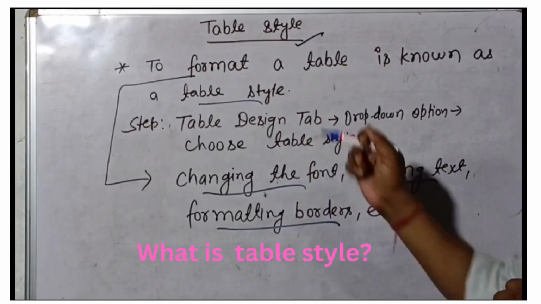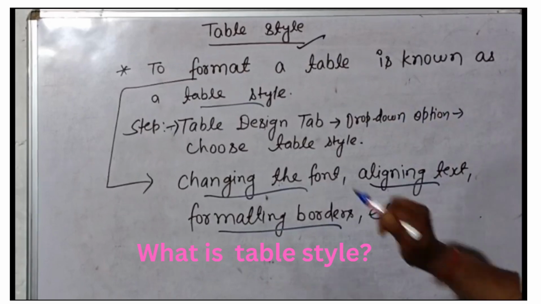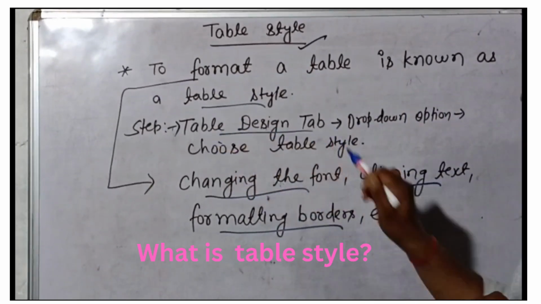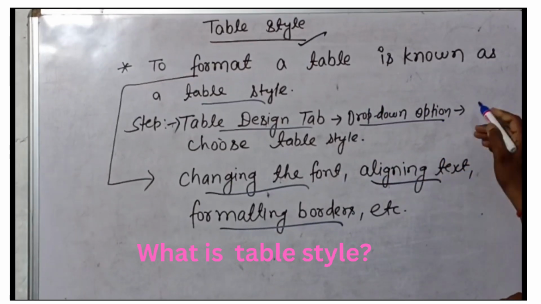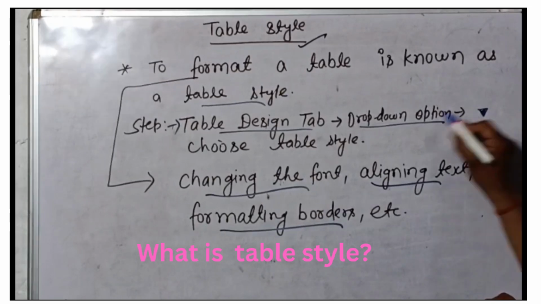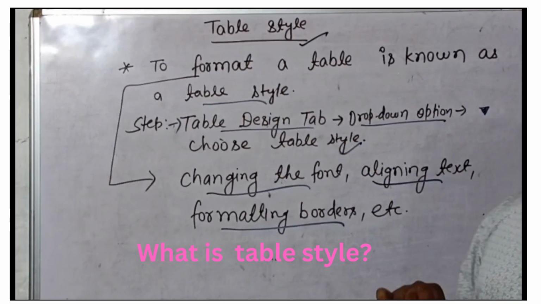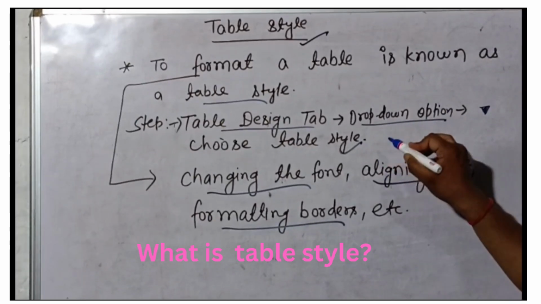How to apply a table style in your document? Follow these steps. First of all, you need to click on the table design tab, then click on the drop down options that are available inside the table design, and choose the style which you want to select and click ok.